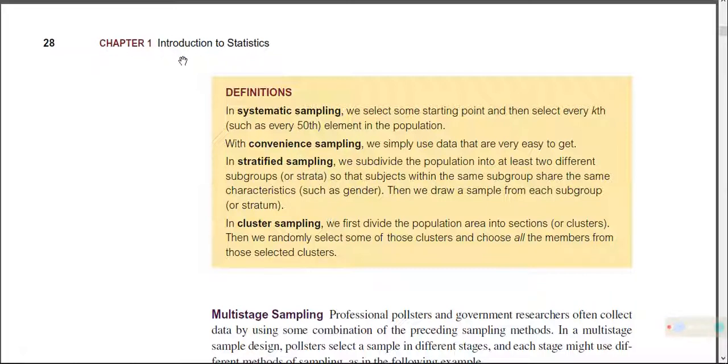Now, let's have convenience sampling. So, for convenience sampling, ito yung may bias. Kasi ang kinukuha lang natin, those data that are very easy to get. And then we have stratified sampling. We subdivide the population into at least 2 different subgroups or strata, so that subjects within the same subgroup share the same characteristics, such as gender. Then we draw a sample from each subgroup or stratum.